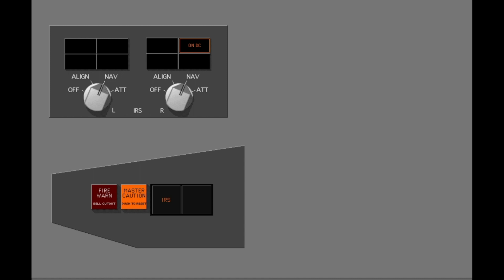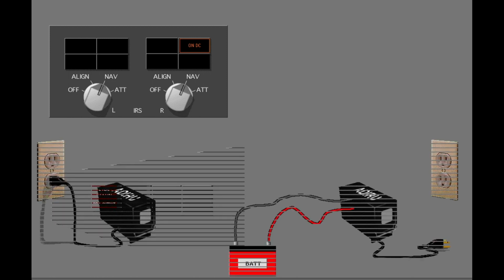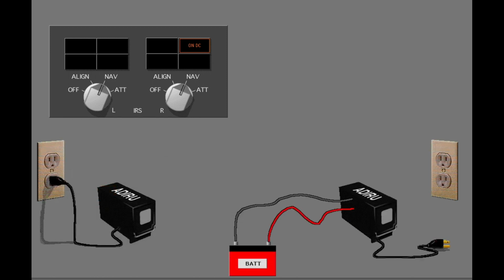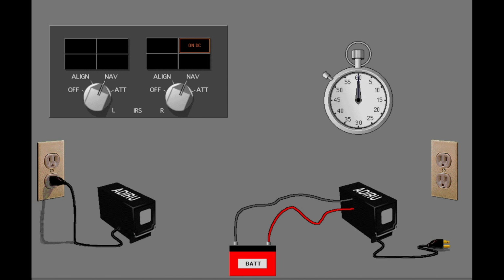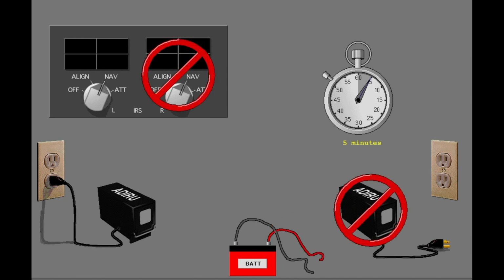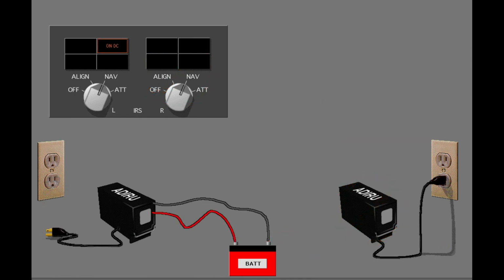Reset the master caution system. The on DC light shows that AC power is not normal and the battery supplies the ADIRS with power. The right ADIRS operates with battery power for 5 minutes. If AC power is not available after 5 minutes, the right ADIRS automatically shuts down. If the left on DC light illuminates, the left ADIRS operates as long as battery power is available.